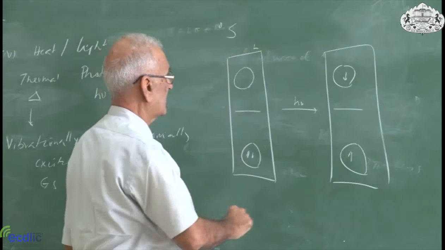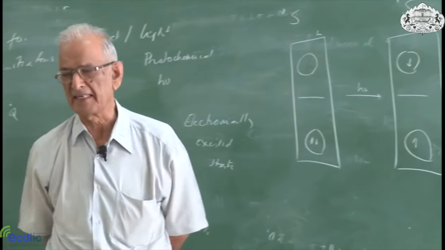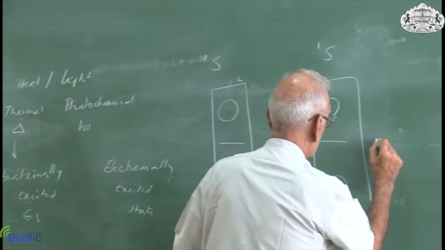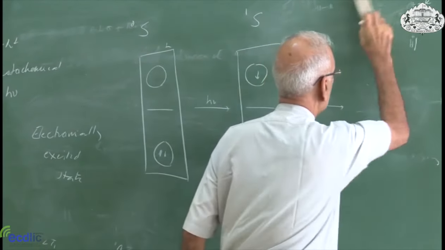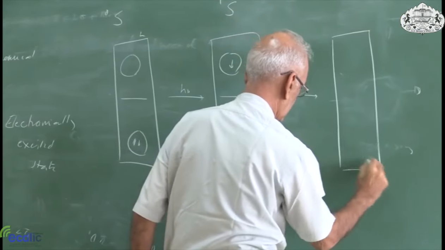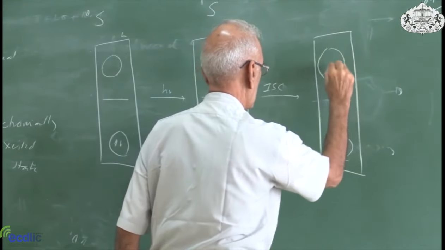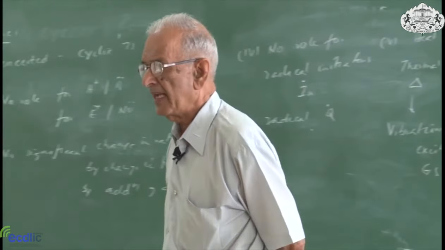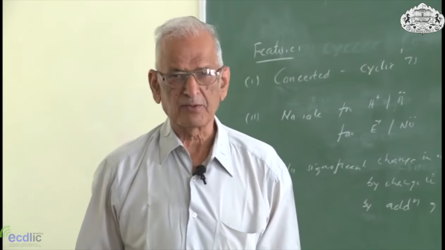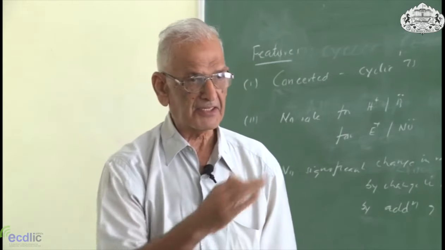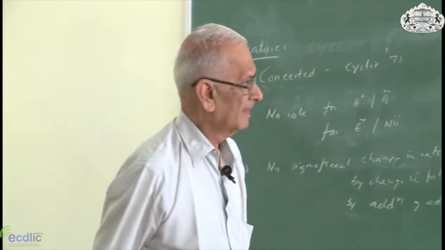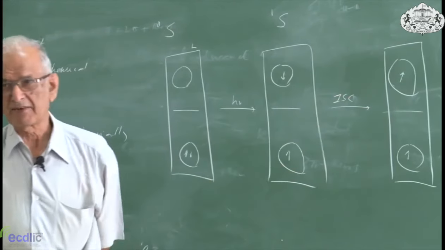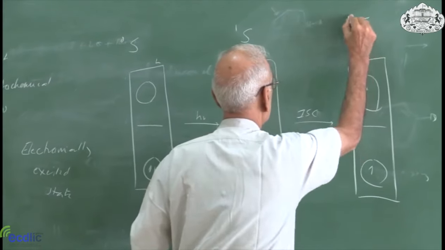This is called the ground state singlet. This is the excited singlet. Electron has gone from bonding orbital to anti-bonding. Then we have a process which we call inter-system crossing. What have we done now? We have changed the spin of these electrons. The Franck-Condon principle says that when I excite a molecule, there is no change in spin, but in inter-system crossing, the spin of the electron becomes different. In this case, both electrons have opposite spins. Here, both electrons have the same spin. So, we call this a triplet excited state.